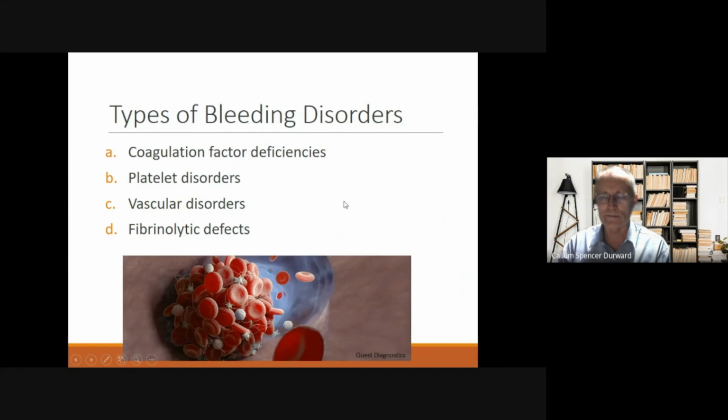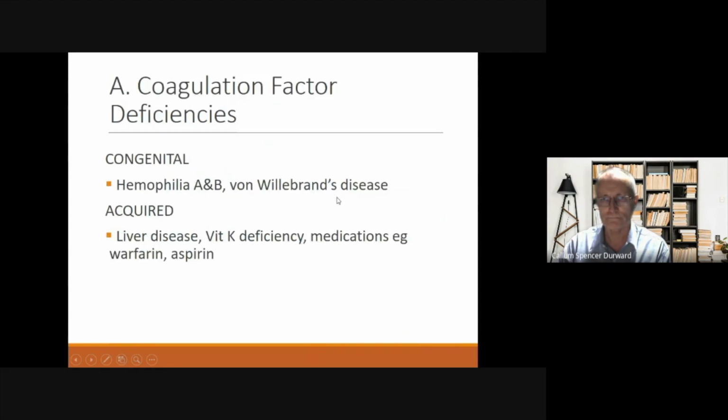There are four main types of bleeding disorders: coagulation factor deficiencies, platelet disorders, vascular disorders, and fibrinolytic defects. We're going to focus on the first two in this lecture. Coagulation factor deficiencies can be divided into two groups: hemophilia A and B and von Willebrand's disease are congenital disorders, whereas liver disease, vitamin K deficiency, and medications such as warfarin and aspirin are acquired.